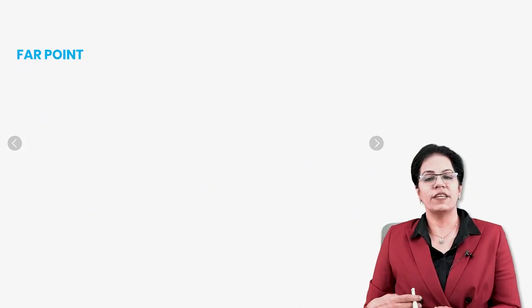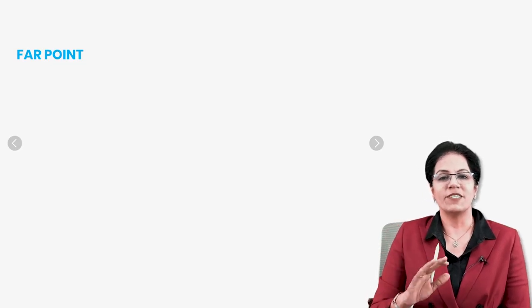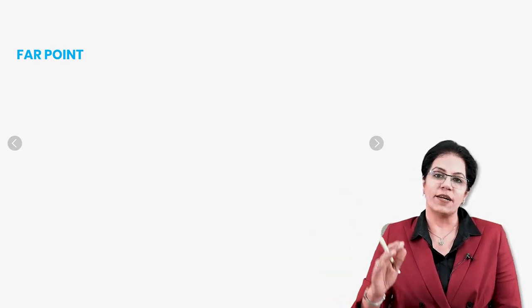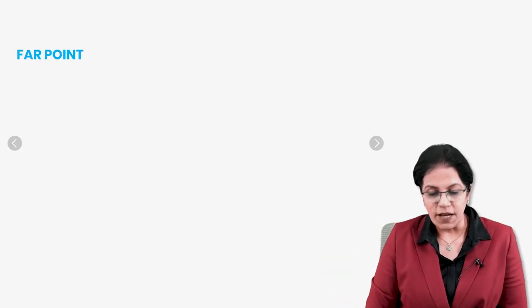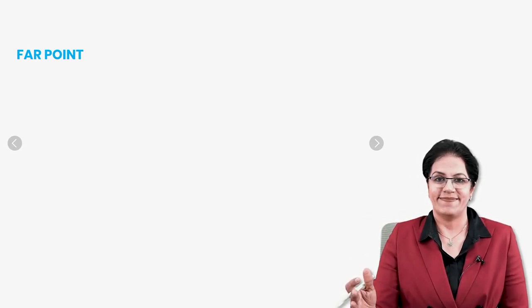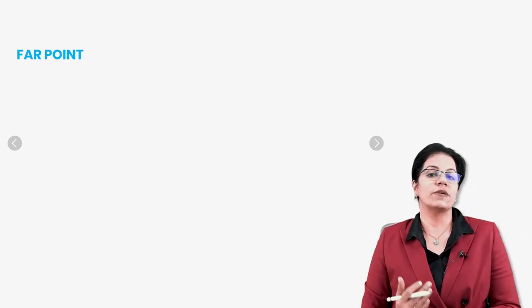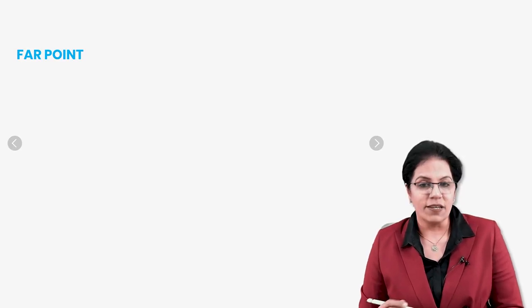Okay, then we should have a very clear concept about what is far point and what is near point. Far point is punctum remotum. Near is punctum proximum. So, what is far point? Is the farthest point where we can see clearly. As simple as this. What is near point? Nearest point where you can see most clear. This is your near point.